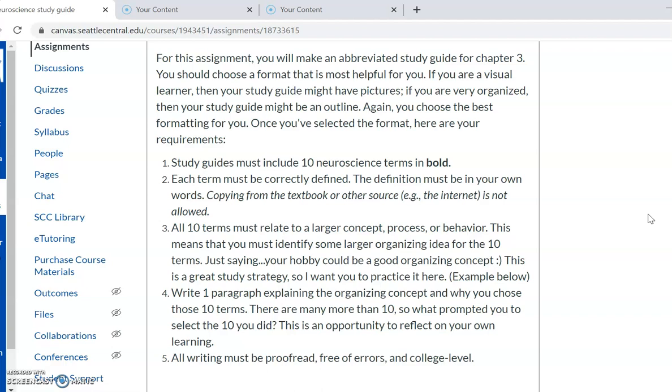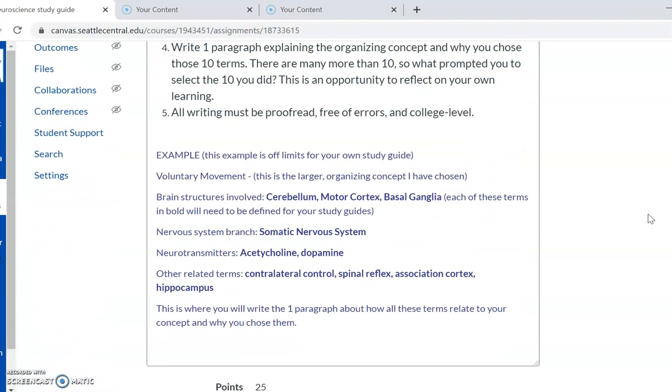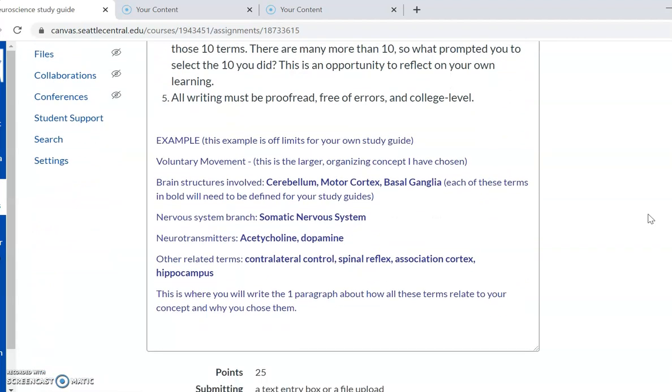I'm going to stick with the concept piece for just a little bit more here as I scroll down. You'll see my example here. My concept is voluntary movement. So scattered throughout the entire neuroscience chapter, there's information about voluntary movement. We can find it when discussing neurotransmitters. We can find it as the chapter talks about the different divisions of the nervous system. We can find voluntary movement discussed again when we're looking at brain structures. So that's how I'm asking you to bring all those different terms together. You might find them scattered throughout the entire chapter, but they still cling to a related topic like voluntary movement.